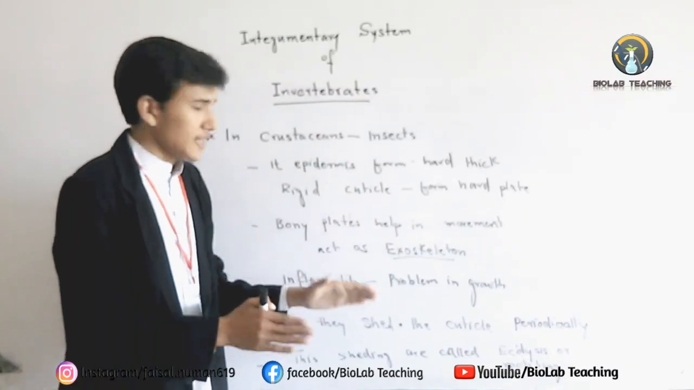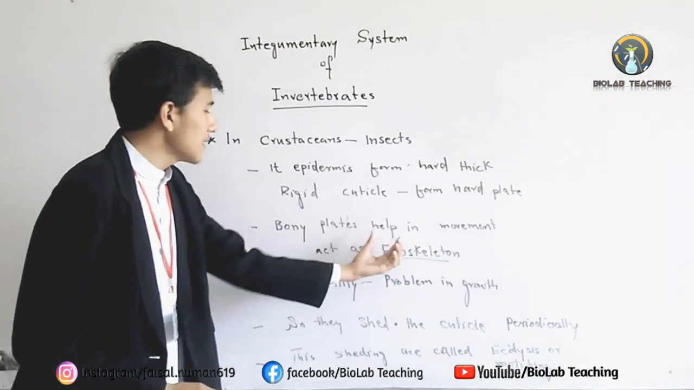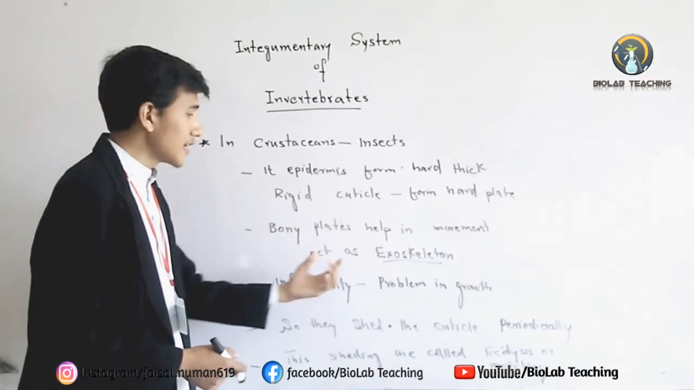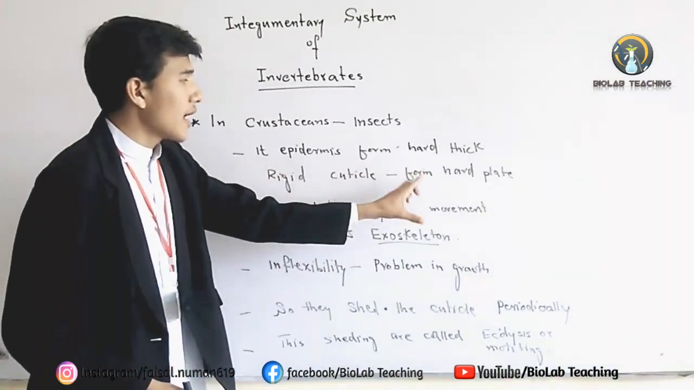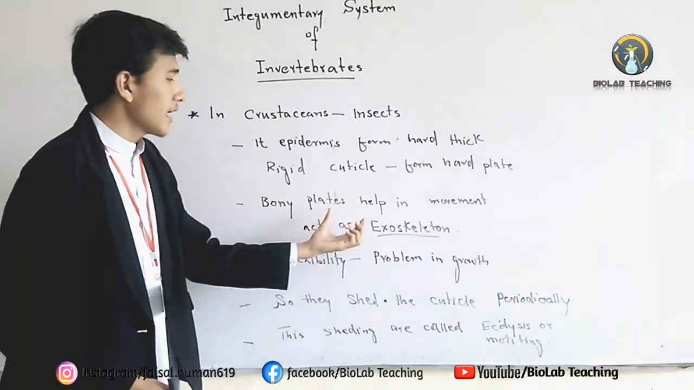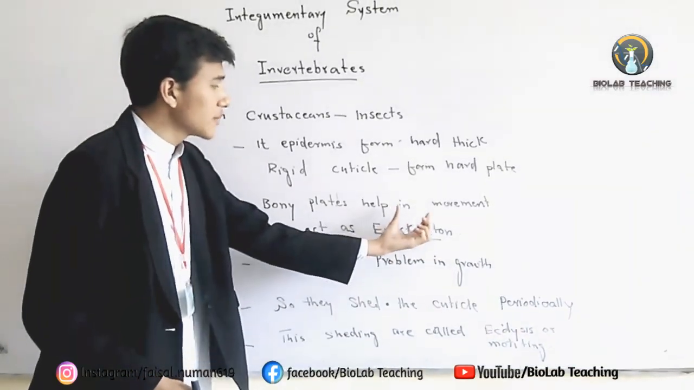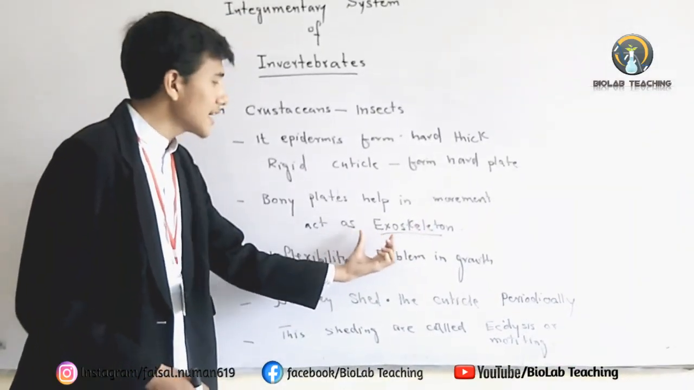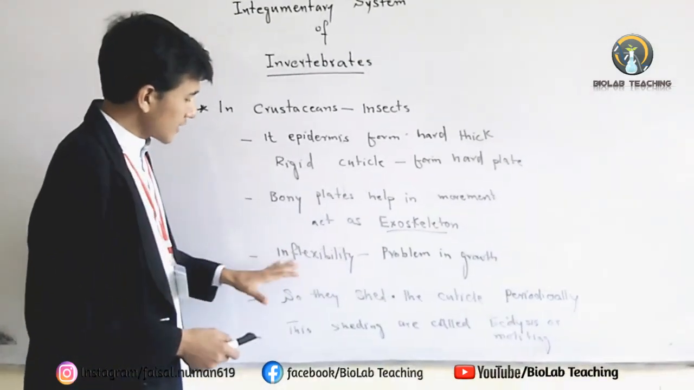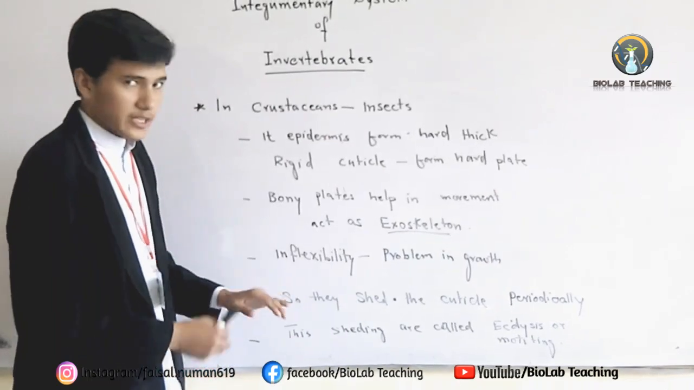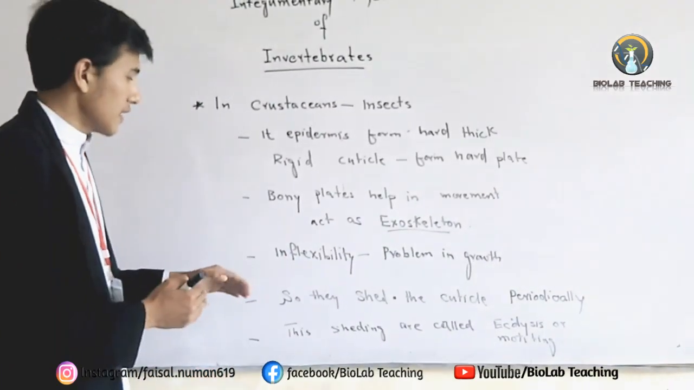It's formed from hard, bony plates which help in movement, and they act as an exoskeleton. This means the cuticle is formed from hard plates, and these plates help in movement. They act as the exoskeleton. Now we talk about how they have inflexibility. This means that they are inflexible.